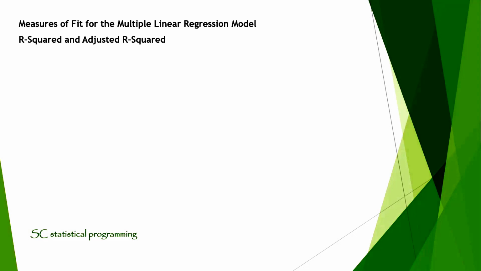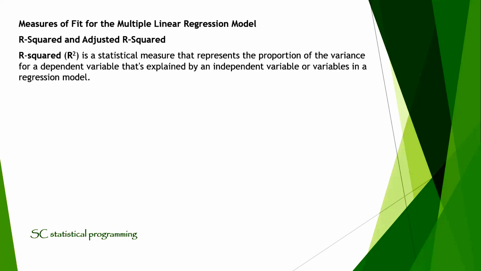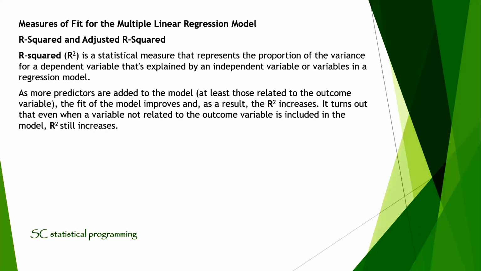In this tutorial, we're going to look at the measures of fit for the multiple linear regression model, R-square and adjusted R-square. R-square is the statistical measure that represents the proportion of the variance for a dependent variable that's explained by an independent variable or variables in a regression model. As more predictors are added to the model, at least those related to the outcome variable, the fit of the model improves, and as a result, the R-square increases.